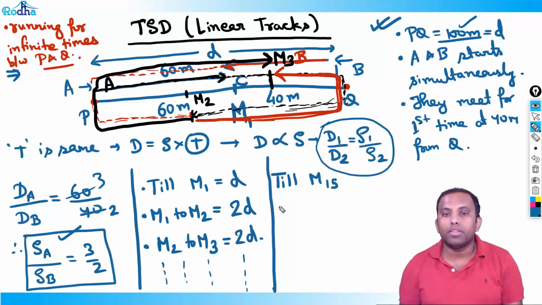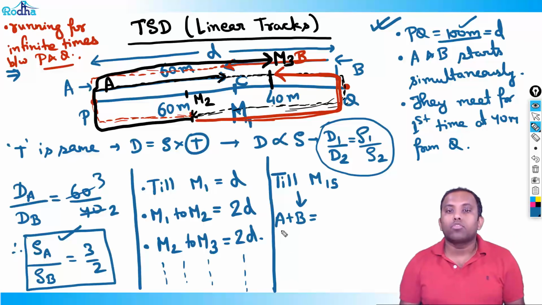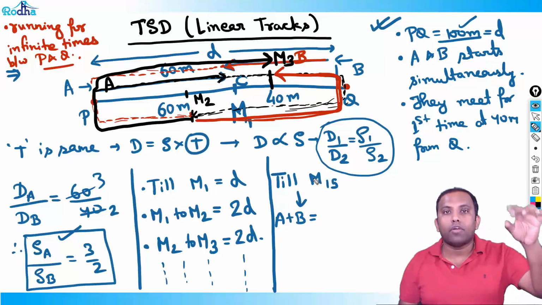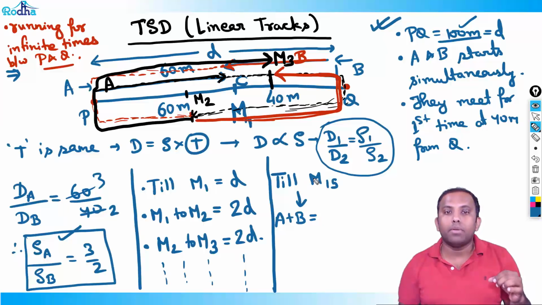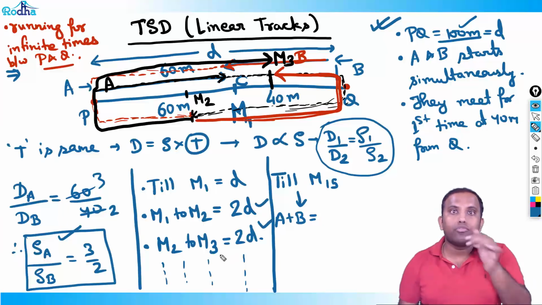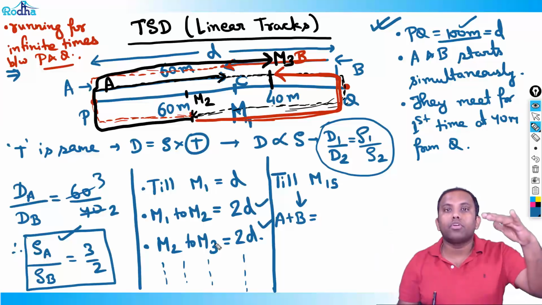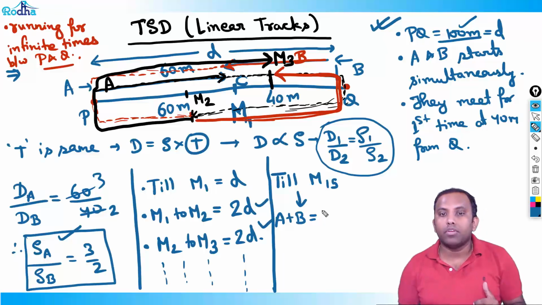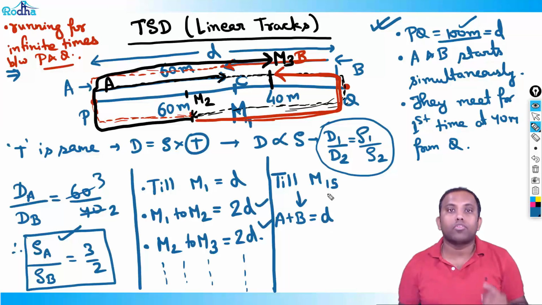What is the total distance traveled by them? So the total distance traveled by A plus B till M15 you can simply calculate in mind. Till M1 it is D, and after that for the next 14 meetings, every time it is 2D. We are calculating for the 15th meeting. So the next 14 meetings, it is 28D, 2D into 14 is 28D. That is total 29D.